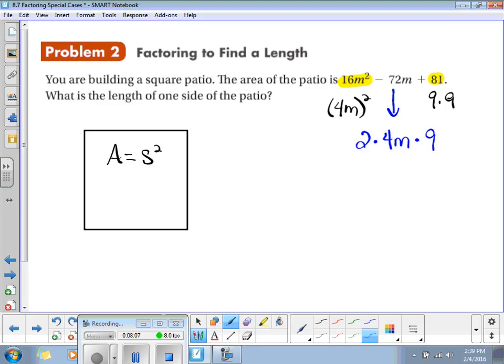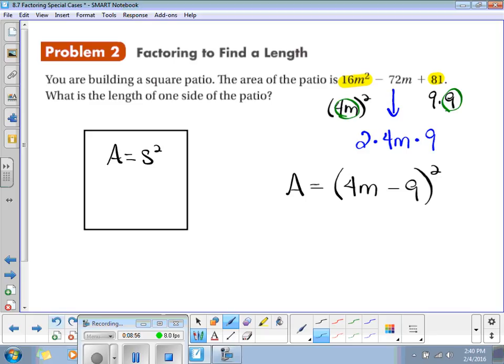Since we have a perfect square trinomial, now we can write our binomials, okay? So we're going to take one of those and one of those. All right, so we're going to take one of those each and write it into our binomial. So we have 4m, and because it's minus up here, we want to put minus in our binomial, and then it's going to be minus 9, and it's quantity squared. So this is how I find the area of that patio.